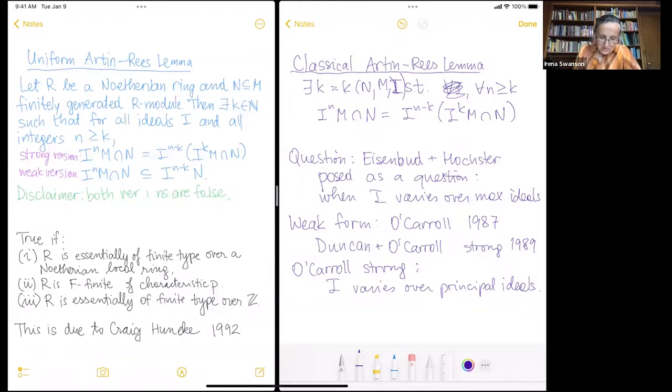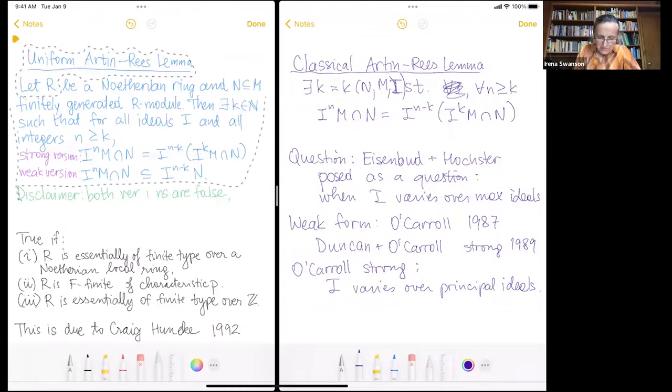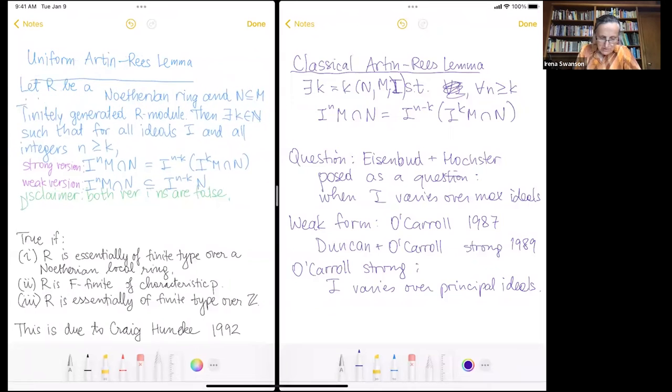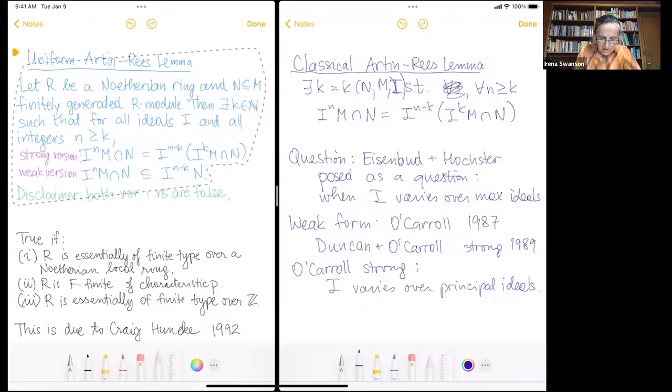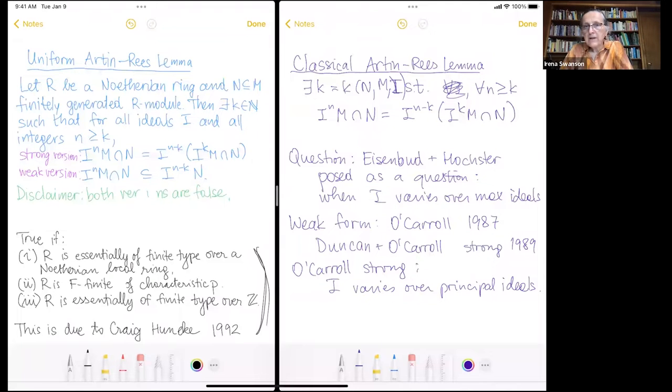And now we will go towards proving this uniform Artin-Rees lemma. Well, we will only be proving the weak version. But I don't want to start with these restrictions here. I want to start with an arbitrary Noetherian ring and do as many reductions as I can until I'm forced to make some extra assumptions. Okay, so that's how we'll proceed.